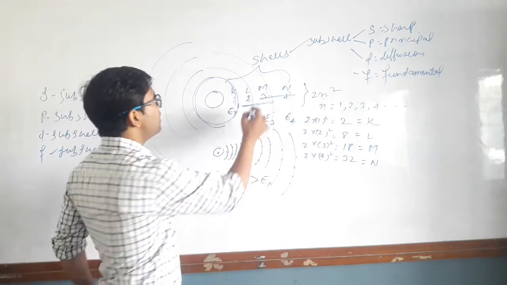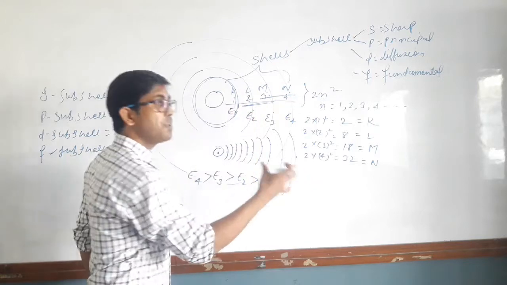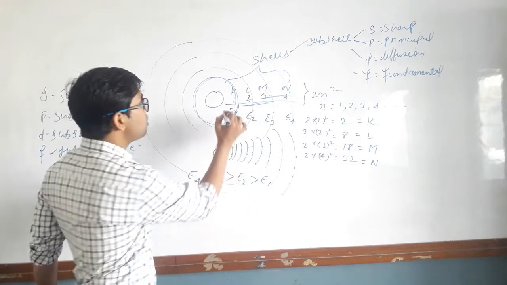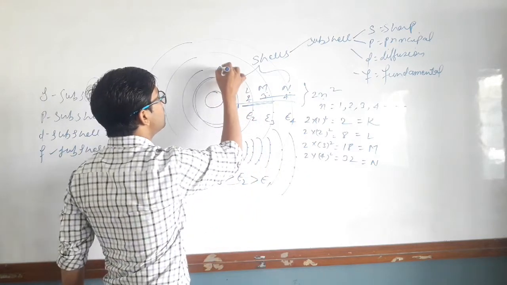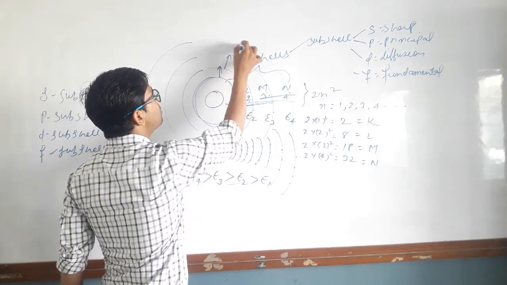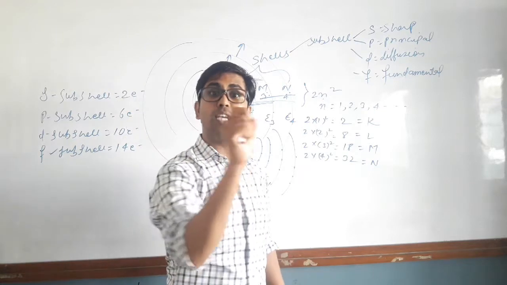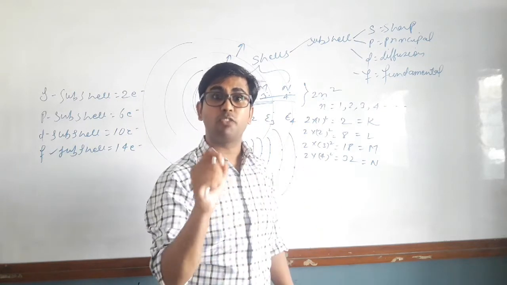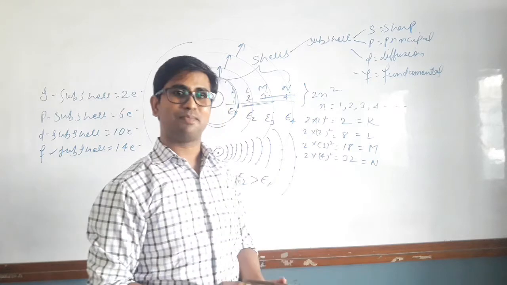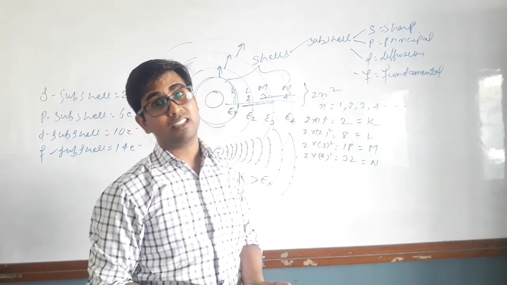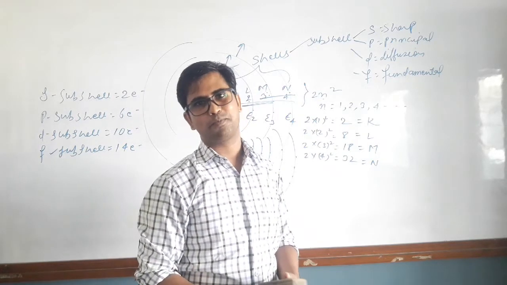So if we compare the level of energy, then as you go from here to here, or from here to here, or from here to here, energy will also increase. Energy of what? Energy of electrons. Energy of electrons will increase. Okay, how does it increase? There is a reason behind it.